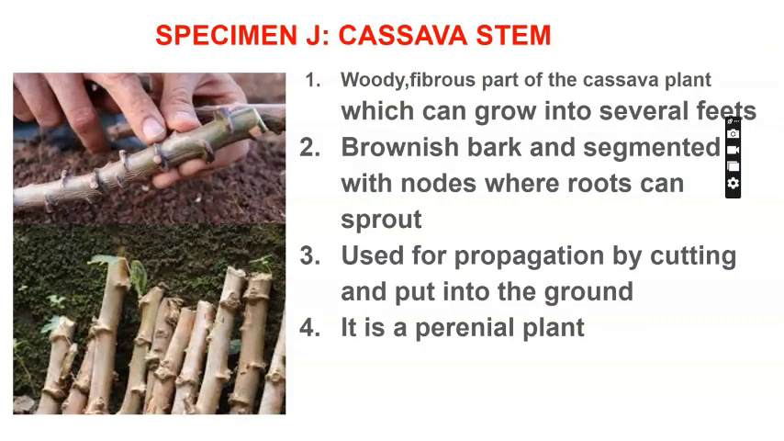Then let us describe the cassava stem. Yeah, this is a typical look of what a cassava stem is. It is a woody fibrous part of the cassava plant, which can grow into several feet. Then the outer appearance, it has a brownish bark and is segmented with nodes. Look at the nodes all around the stem, and this is where the roots can sprout out from. How do we propagate the stem? We simply get these stems and then bury them into the soil, and then they begin to grow.